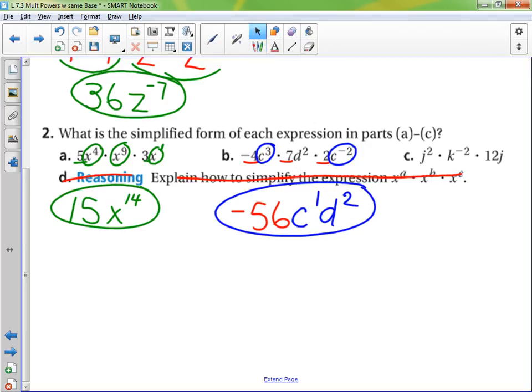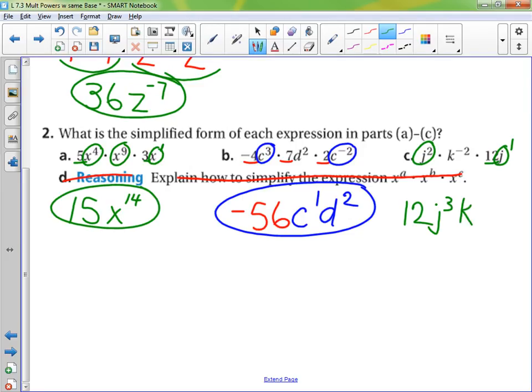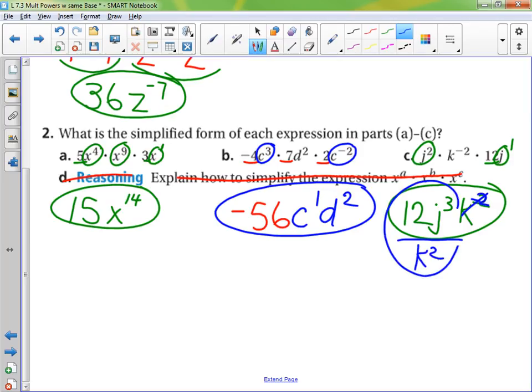And then in the last example, this is the one that just has one number, and that's 12. Only the j squared and the j are like bases. The j has an exponent of 1. Since it's not there, it's implied to be a 1. So 1 plus 2 is j to the third and k to the -2nd. And in these problems, you could take the k, because it has a negative exponent, and move it down below. But for this lesson, I'm more concerned about whether you can see like bases and simplify them than I am about negative exponents.